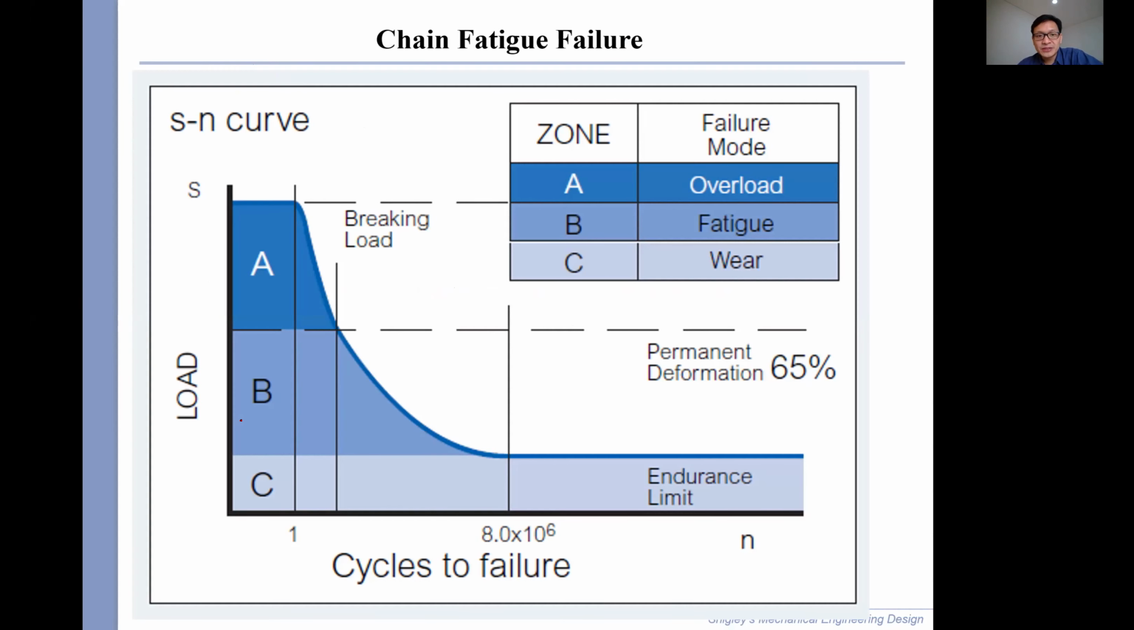Chain can fail in several ways. Now, there is a low cycle failure, and then a medium cycle failure, and then a high cycle, long-term failure. When you have failure in the earlier life of the chain, that's really because of breaking load. It goes like zone A, right? Overload, and then sometimes you fail by fatigue in the medium cycles of failure, and then the high lifetime failure is really due to wear, and you cannot really avoid that. And over time, the chain will actually lengthen.